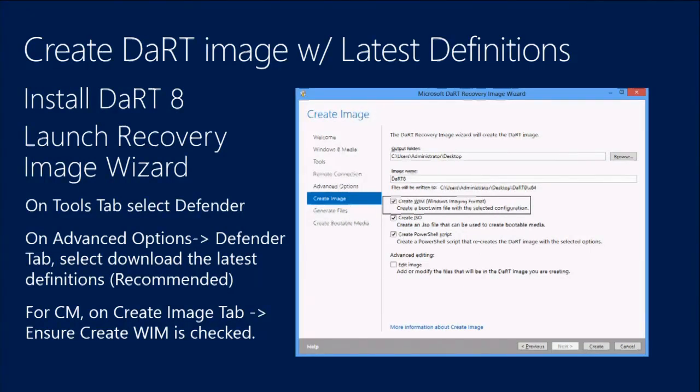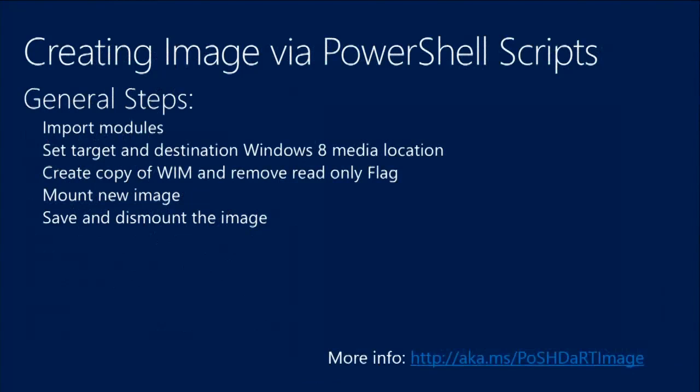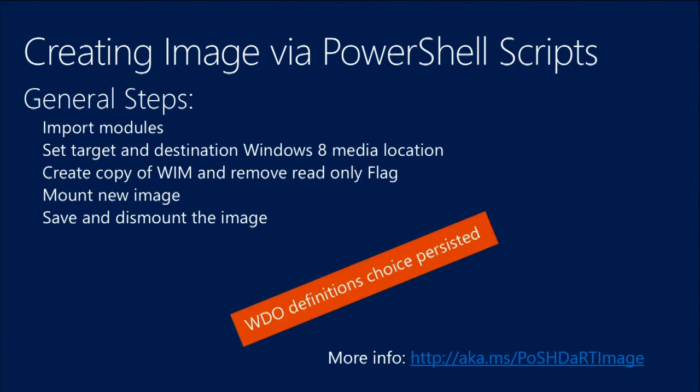So what happens underneath the covers is that this wizard generates a PowerShell script, and that PowerShell script executes the image creation. So we're actually consuming the thing that we're giving to you as a starting point for creating and automating your image creation process as well. This is what happens, but the key things are really that whatever you say inside of the wizard persists through the PowerShell script. And the second thing that's cool, like the WDO definitions, those are persisted.